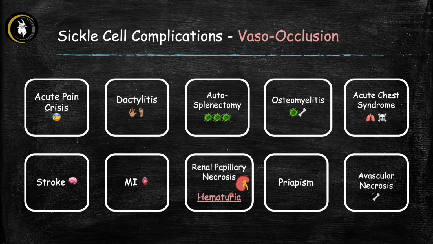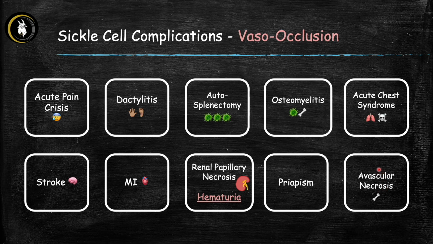Now, I said earlier that sickle cell trait is a benign condition and doesn't have many symptoms, and that's generally true, but this is the main exception. So what you need to know is that renal papillary necrosis and hematuria occur not only in patients with sickle cell disease, but also those with sickle cell trait. Now, vaso-occlusion in the erectile tissue can lead to impaired blood flow and cause a low flow priapism, which is a painful abnormal erection. And then finally, vaso-occlusion to the bone can cause avascular necrosis.